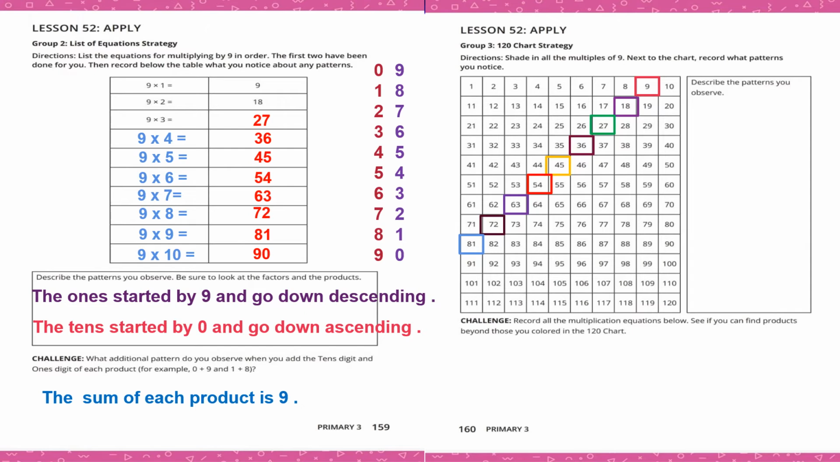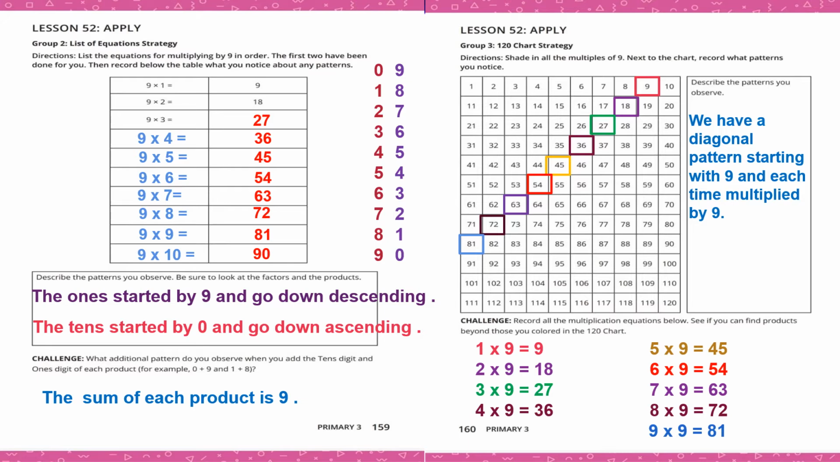Describe the patterns you observe. We have a diagonal pattern started with 9 and each time multiplied by 9. Okay? This shape of these products is like a diagonal. Our challenge: record all the multiplication equations below. Here we write the equations of table 9 by its results.